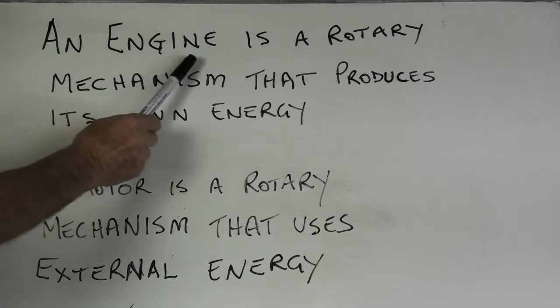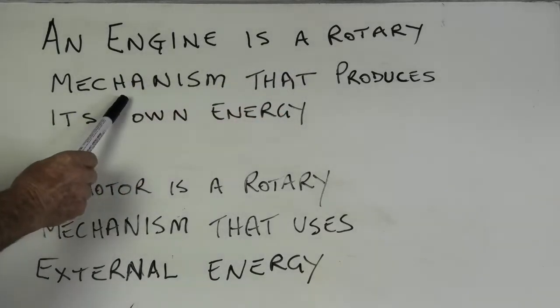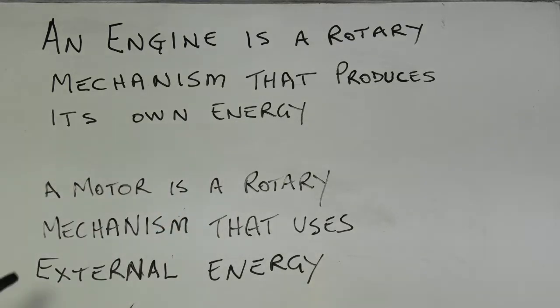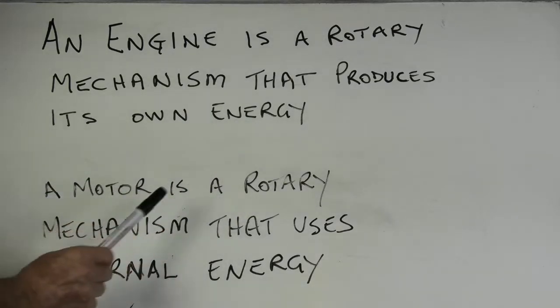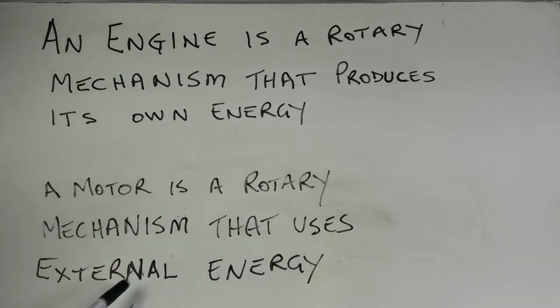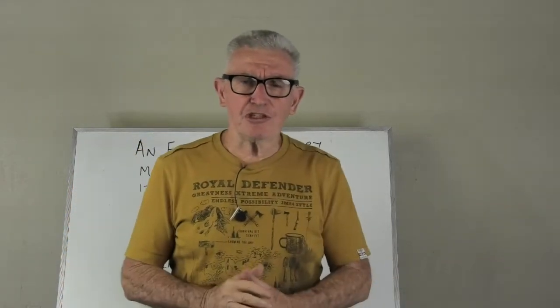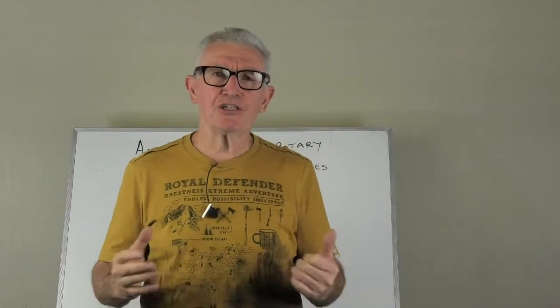Well, here are the definitions that were given to me when I was in college doing engineering studies. An engine is a rotary mechanism that produces its own energy. A motor is a rotary mechanism that uses external energy. So there you can see the difference between an engine and a motor.